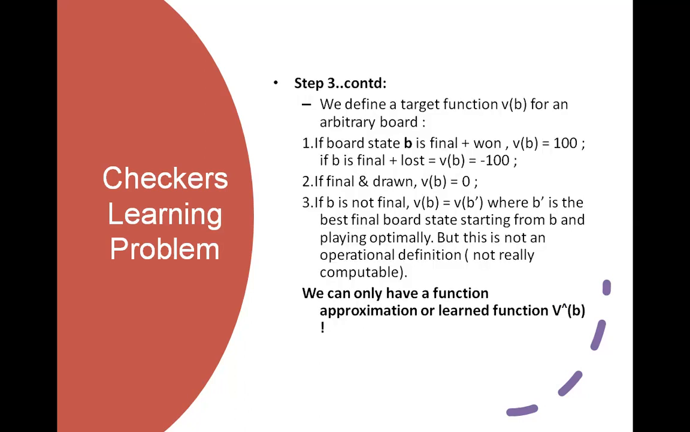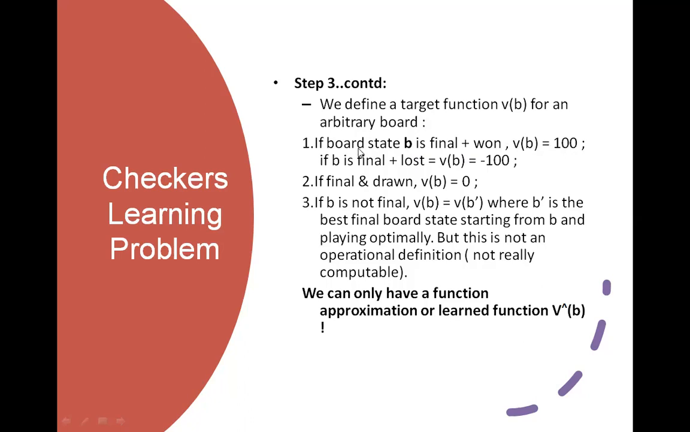So to define the target function for any board state, we can call it V of B. Okay, we shall define the target function, that is the value of this board. V of B is nothing but what value that board yields. If board state B is final, once you make the move, if that is the final state, then I will assign the highest value. Final state means you are winning the game, then V of B is equal to 100.